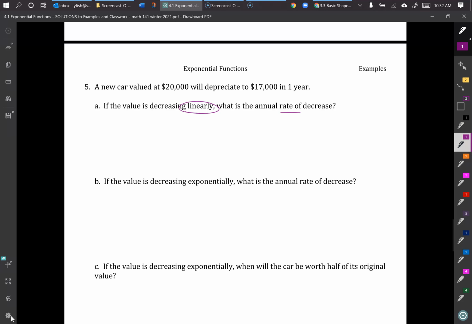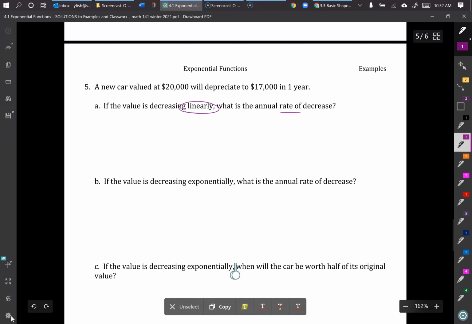So to figure out average rate of change or slope for a linear function, what we do is look at our points we have. So we have the new car is valued at $20,000. So that's time 0 and then 20,000. That's my y-intercept. So that's 1 point. And then I have 1 year. It would be 17,000. So that's my second point. Okay, so that's if linear. Okay, well, actually, that would be for both situations.